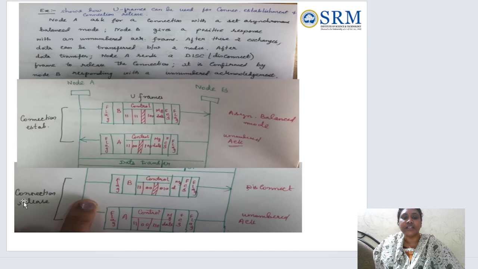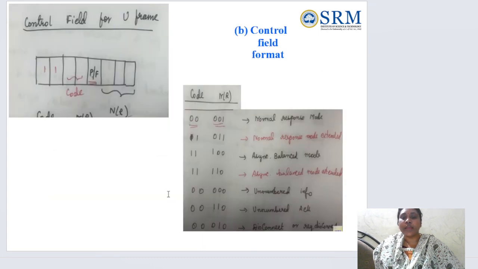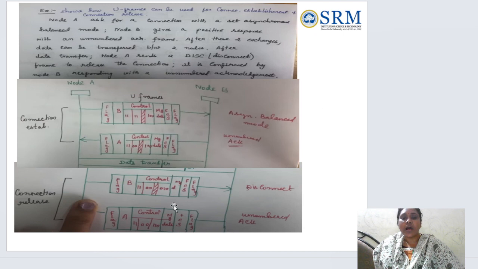Next we are going to see the connection release. For connection release we take the disconnect part, so the code will be changing also. Disconnection means 00010. So we can refer to the code frame. Okay, so the disconnection part is 00010. And then we apply this from node A to node B, that is the connection release part. And then after that we send the acknowledgement, that is the unnumbered acknowledgement, whose code is 00110 as the same. Okay, it will be the reply from node B.